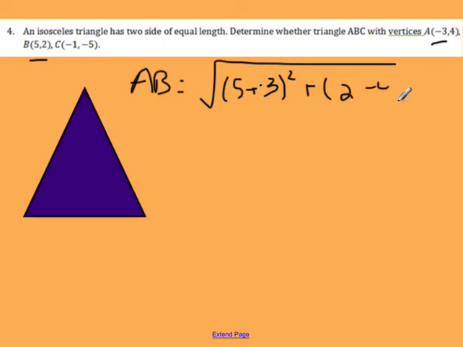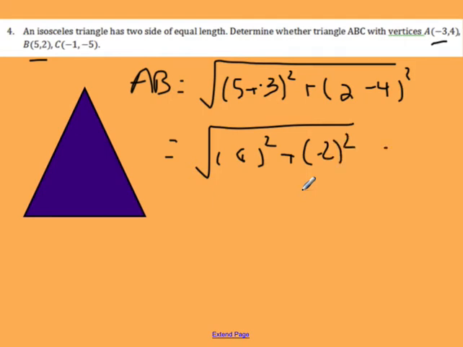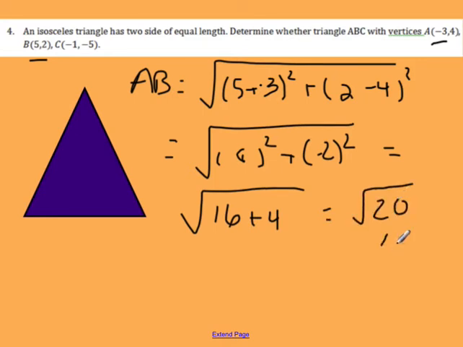And then square it. Okay, so then what I end up getting underneath the radical is the square root of 8 squared plus a negative 2 squared, which is the square root of 16 plus 4, which is the square root of 20. And when you get the square root of 20, you can break that down into 4 and 5, and then 2 and 2. So when you take out a pair of 2's, you end up getting 2 square root of 5.